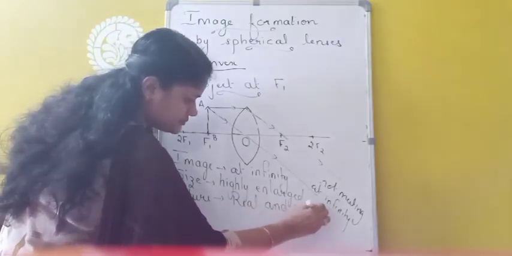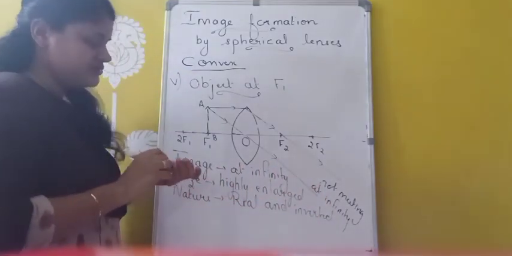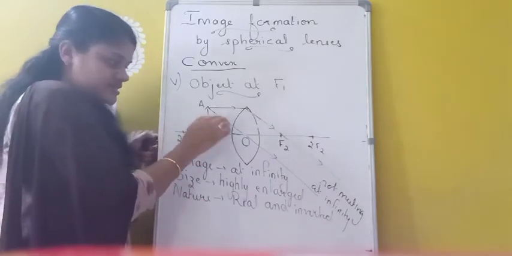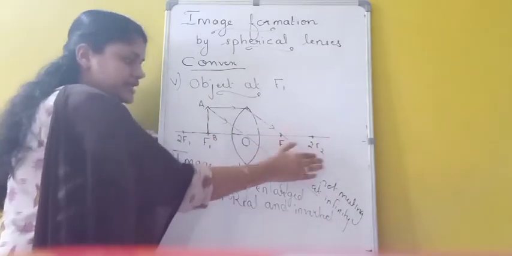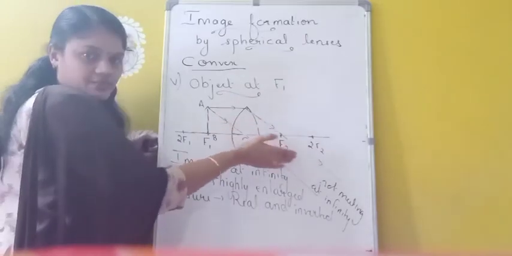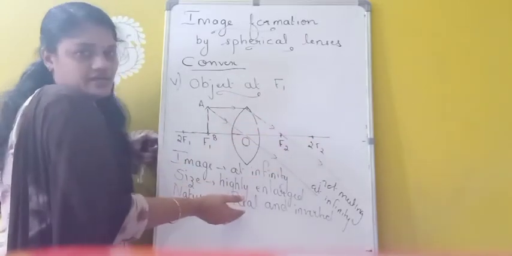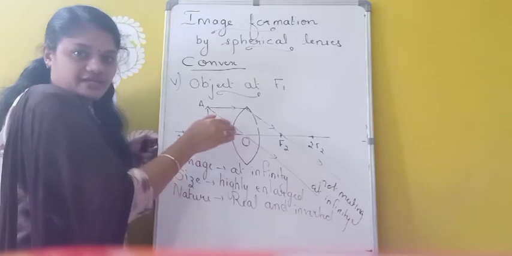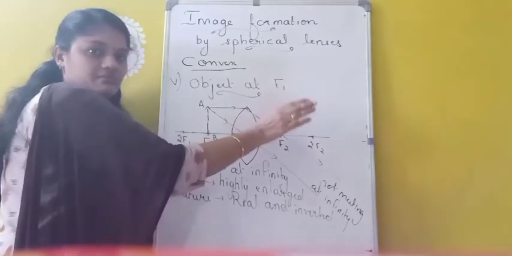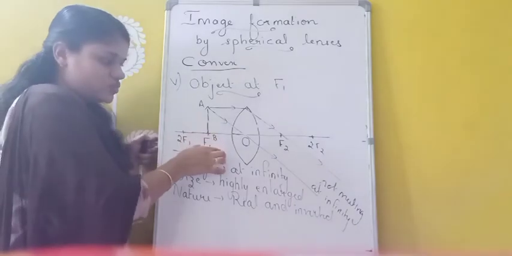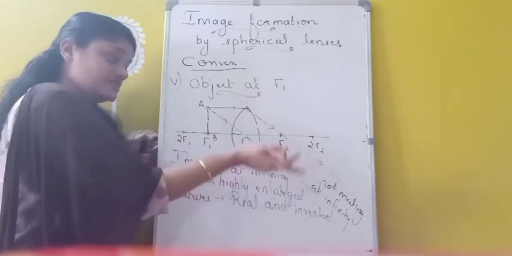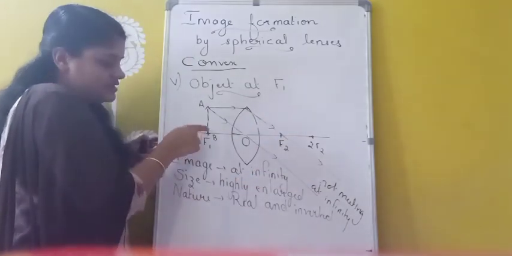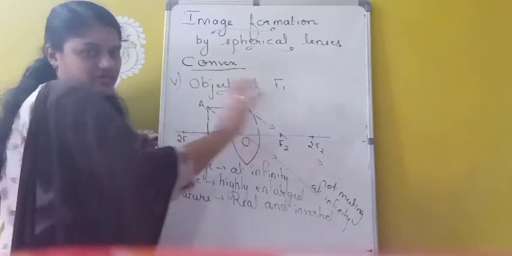Real and inverted. So in the case of lens, whenever we are getting the image on the other side of the object, this is the side of the object, it may be always real image. So here also we are getting the image on the other side. So that is why it is taken as real. And all the real images are inverted also. So when the object is at focus, we are getting the image at infinity. Just opposite of first one. When the object is at infinity, we are getting the image at focus. But here when the object is at focus, we are getting the image at infinity.